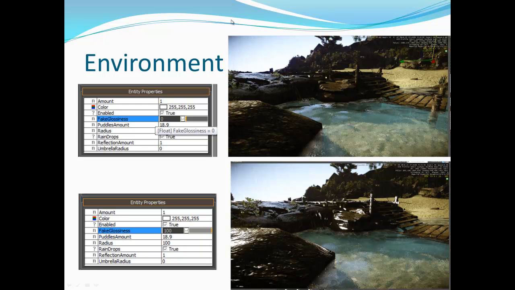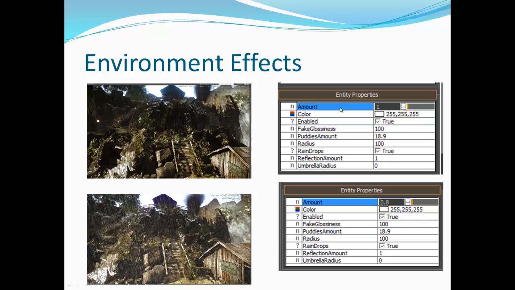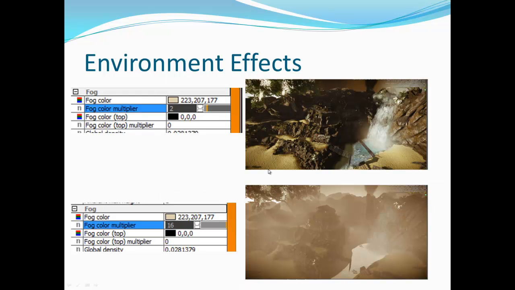So for example, the glossiness feature, as you can see here, when the glossiness is set to 100, it's the most extreme amount of glossiness you could use. You can see how reflective it is on the rocks, and here when it's set to 0, it's not reflective at all. And for example, if I change the amount, you can see how heavy the rainfall is becoming here, and here, although it is rainfall, it's very light. So heavy, light, and that's for changing the amount.